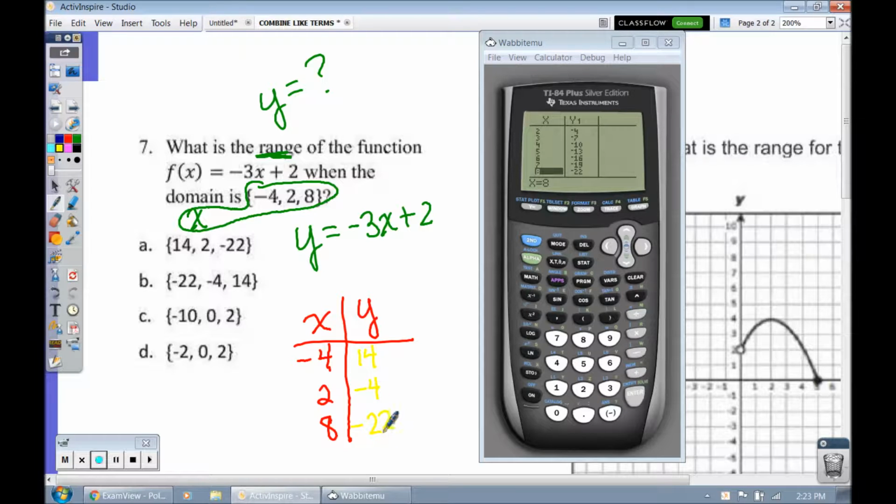And which answer choice has those there? Doesn't look like any of them have those there. So you would think that the answer would probably be A because of 14 and negative 22, but it doesn't have that one. So it's not A. You have to be careful. But look at B. 14, negative 4, negative 22. So our answer is B.